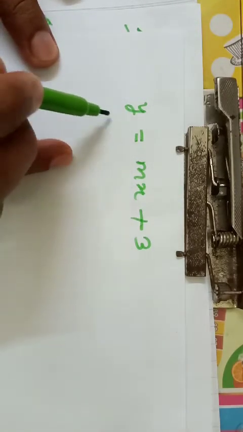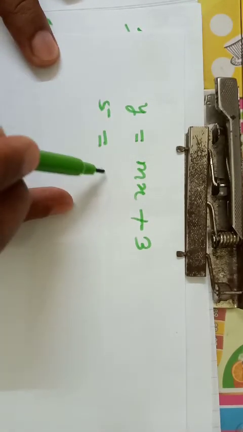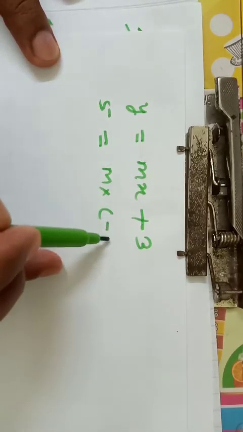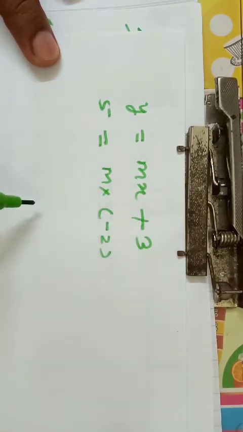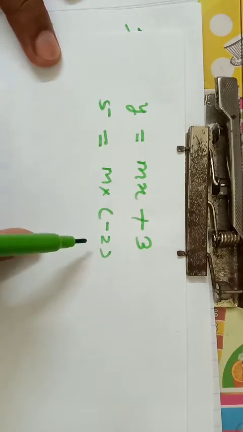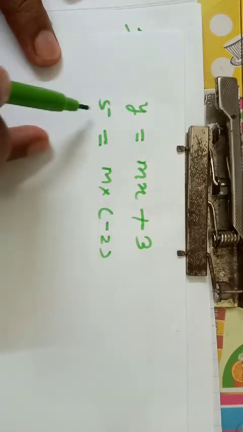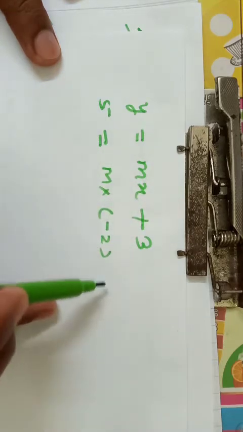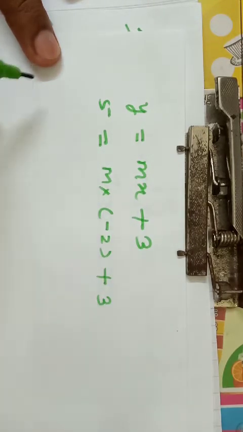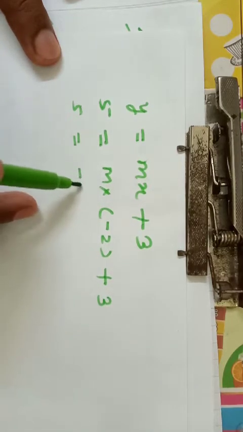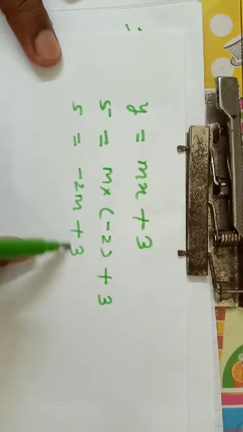What is the value of y here? 5 is equal to m into, what is the value of x? We got the value of x, minus 2. Where are we writing this 5 and minus 2 from, do you understand? Because we solved the pair of linear equations and got the value of y 5 and the value of x is minus 2. Okay, here plus 3. Now 5 is equal to m into minus 2, so minus 2m plus 3.